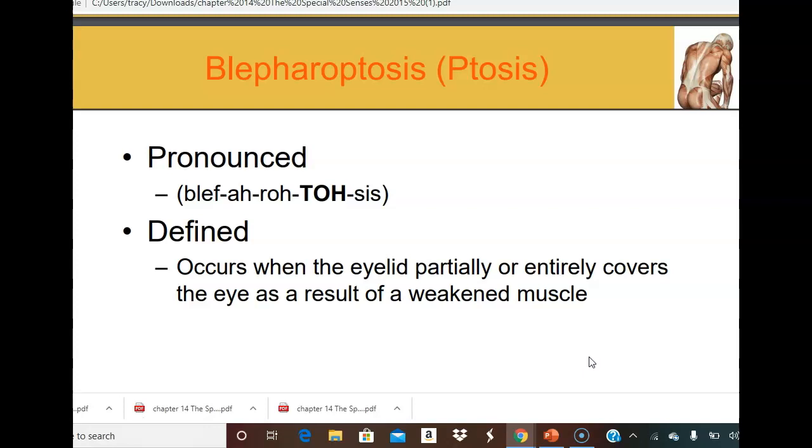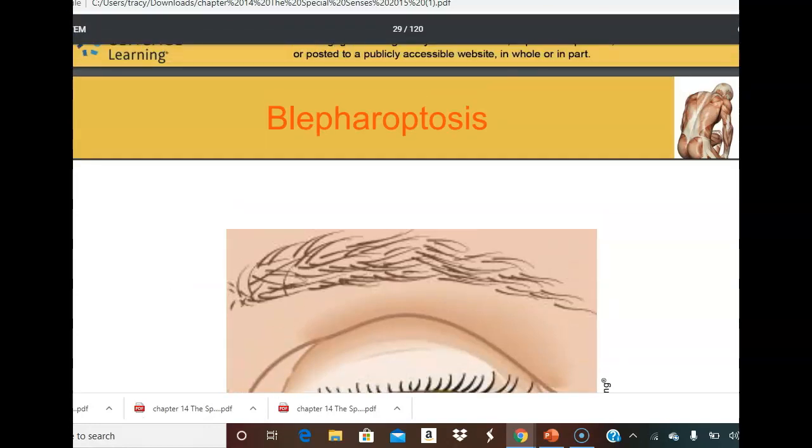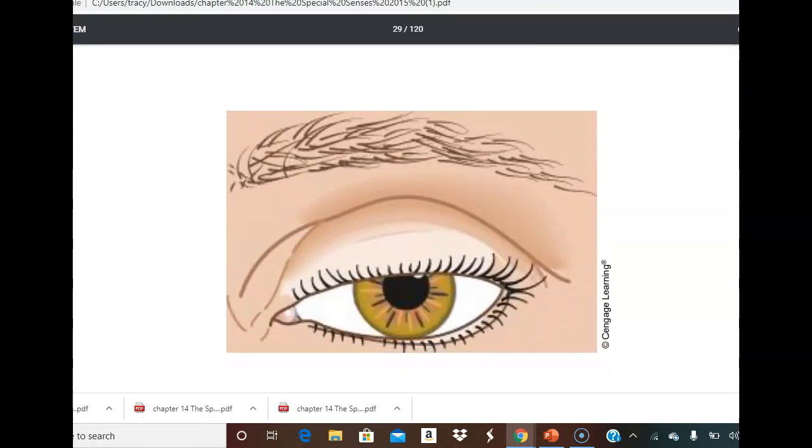If someone's had a stroke, this could happen. If someone has had Bell's palsy, this could happen. And there are some other disease processes in the geriatric population that cause this to happen. So basically, it's just a drooping of the eyelid from a weakened muscle, but the cause can be a multitude of things. Okay. So this just shows a picture of blepharoptosis, what it looks like.